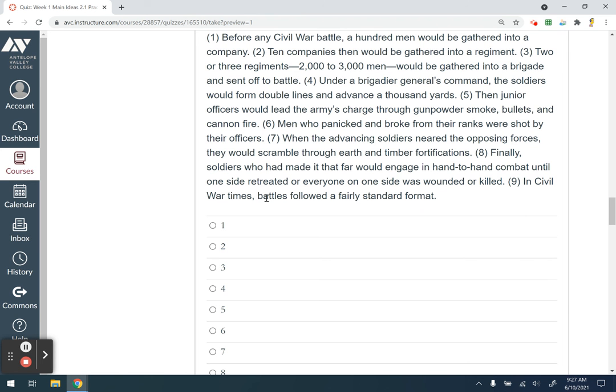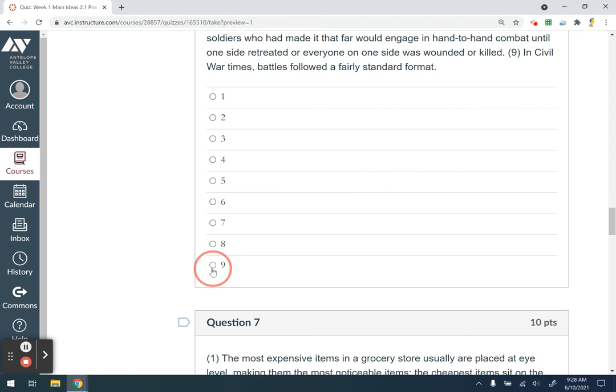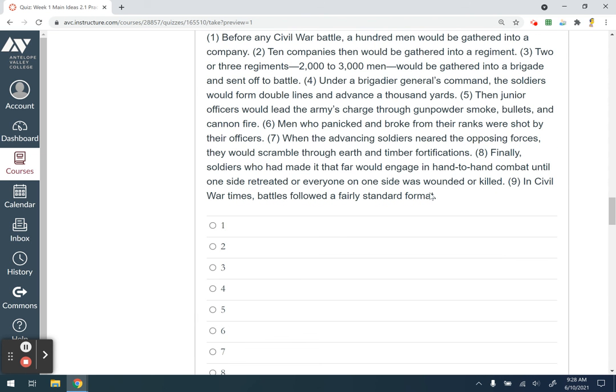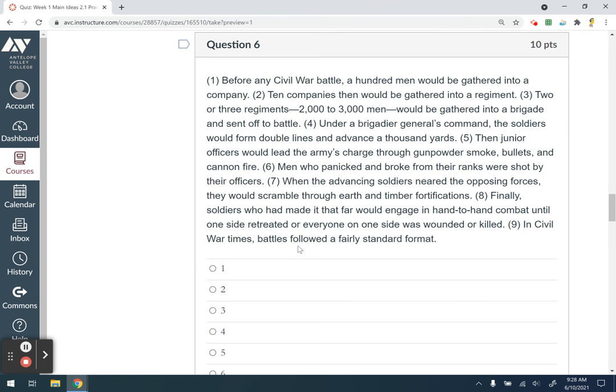So again, as I said earlier, the main idea can be at the beginning, the middle, or even the end. And so sentence 9 is our main idea. We know this because in Civil War times, battles followed a fairly standard format. If we move sentence 9 to sentence 1, all the rest of the sentences explain this standard format. So as you're reading, pay careful attention. What is the topic? What is the subject? What applies to the entire piece of work or the paragraph as you are reading?